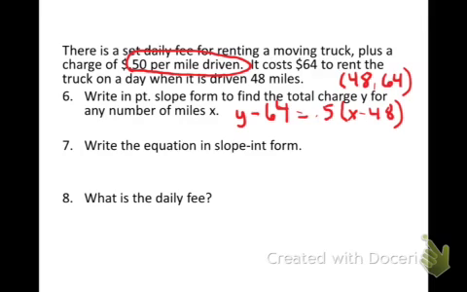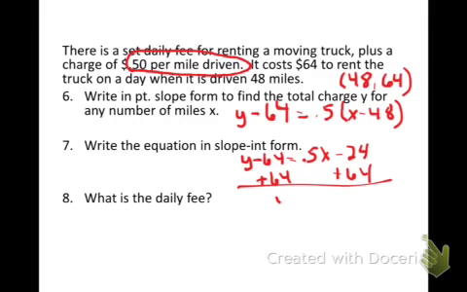Now I'm going to take that equation and write it in slope-intercept form for number 7, so I'm just going to continue here. I'm going to distribute, so y minus 64, if I distribute I get 0.5x, and then half of 48 would be 24. So again, slope-intercept form, I would need to add 64 to both sides. If I do that, I get y equals 0.5x plus 40. So that would be my answer to number 7, slope-intercept form. What is the daily fee? Well, that's the set price that doesn't change. The slope, or the constant rate of change, is 50 cents, but the y-intercept would represent the daily fee, so it would be $40.